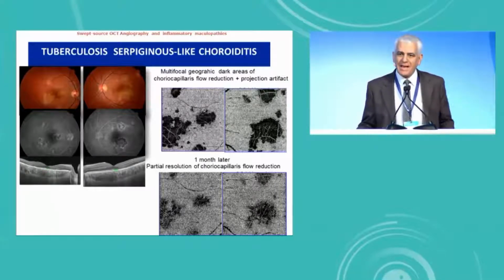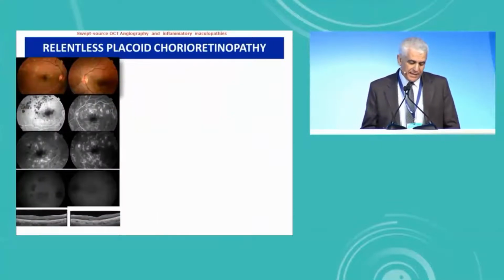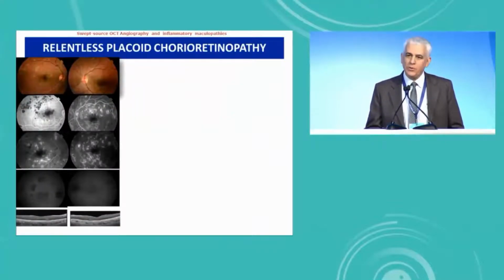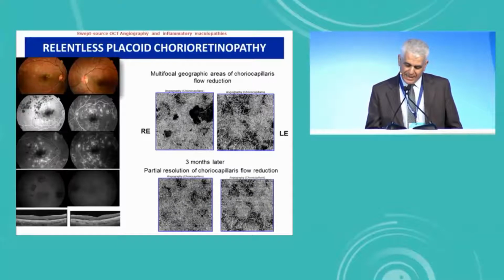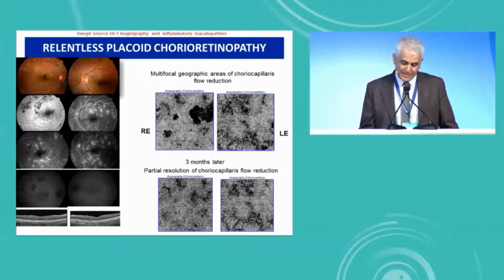in both eyes. This is a case of relentless placoid chorioretinopathy, and again, the presence of multifocal geographic areas of choriocapillaris hypoperfusion in both eyes, and 3 months later, a partial resolution of choroidal hypoperfusion in both eyes.